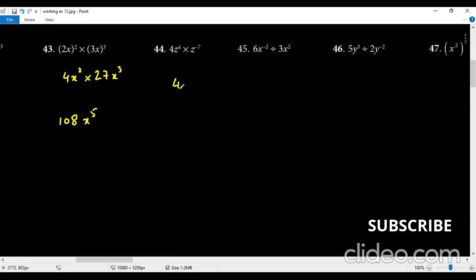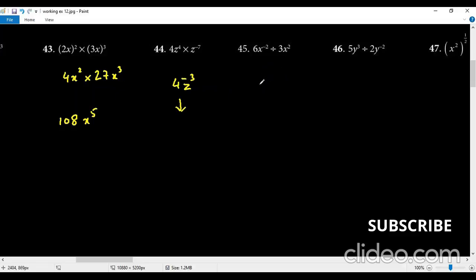4 times 4 is 4, and z to the power 4 minus 7. 4 minus 7 is giving us minus 3. Always remember, there are some questions in which you need to write the power in the positive, so you will write this answer as 4 over z cubed. But in here, we are just asked to evaluate or find the values. It is going to be 4z to the power minus 3, so z is going to be over here.